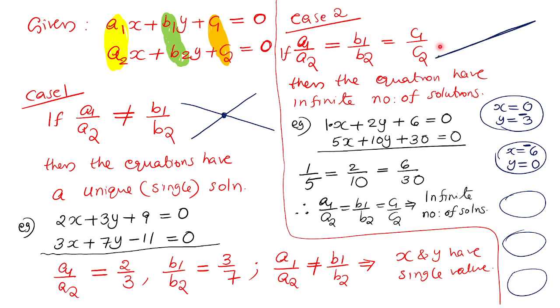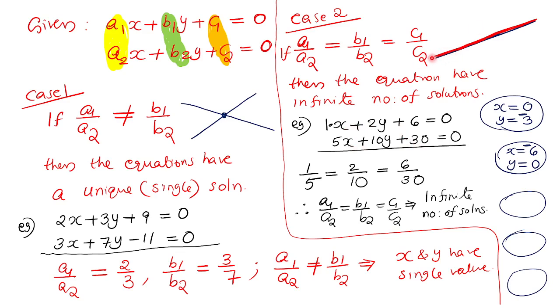That means if I have drawn the graph of the first equation, after that I am going to draw the graph of the second equation. If I draw the graph of the second equation, you will get the same line. The two lines will be overlapping, meaning that the first equation and the second equation will have the same line.